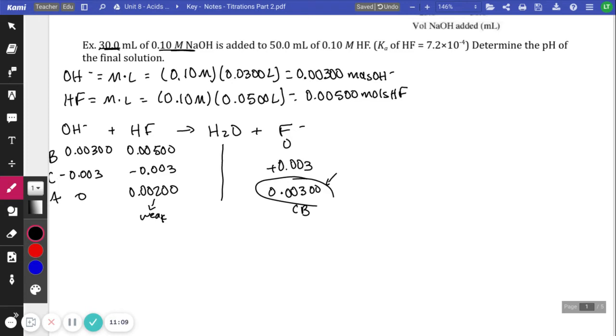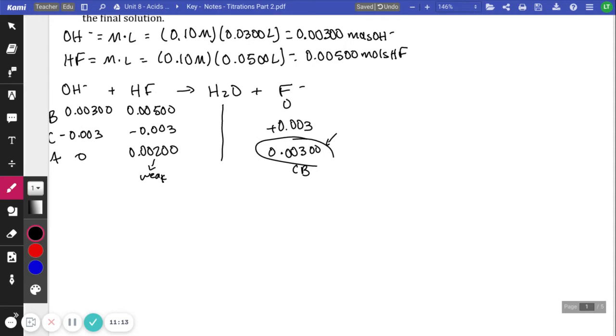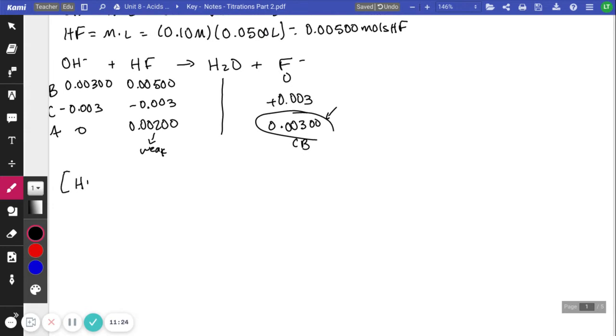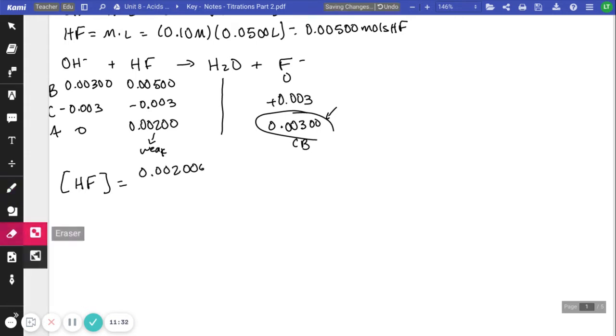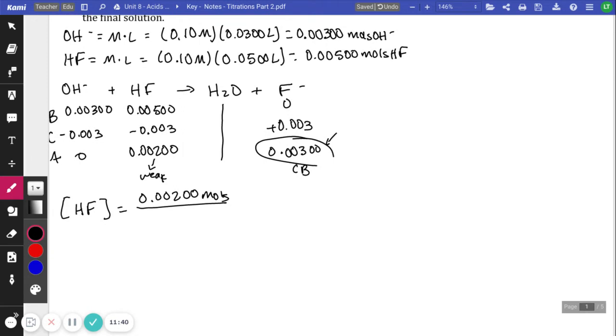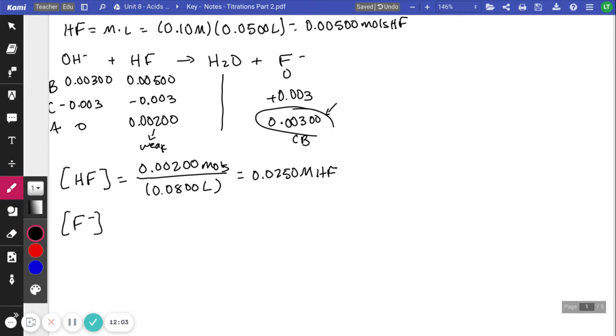So now what we need to do is figure out what concentration we have of hydrofluoric acid as well as fluorine ions in order to do our rice table to figure out our pH. Our concentration of hydrofluoric acid is going to be equal to the number of moles, 0.02, over our volume. In this case, our volume is 30 milliliters plus 50 milliliters, which gives us 80 milliliters or 0.08 liters. So divide those out, and for my HF I got 0.0250 molar hydrofluoric acid.